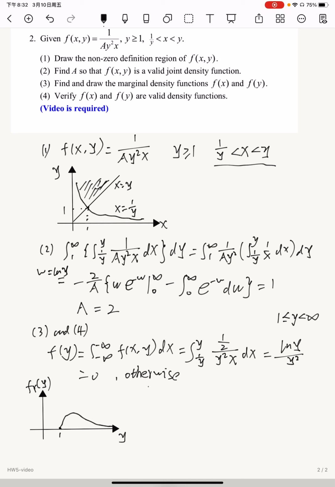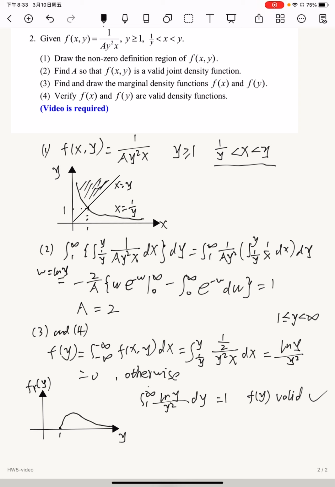And we know that the integral from 1 to infinity of this function equals 1. So we know that f_Y is a valid probability density function. We can know that.